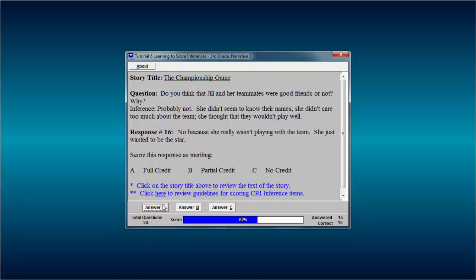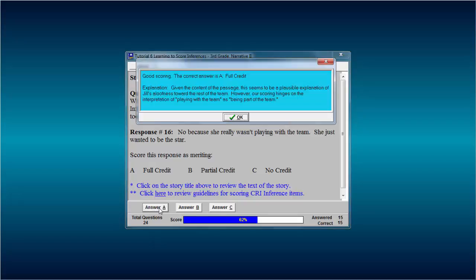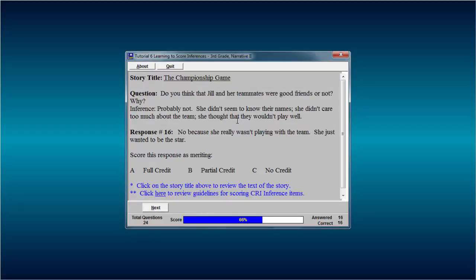All right, number 16. Let's look at 16. No, because she really wasn't playing with the team. She just wanted to be the star. Wow, there's somebody who understands the story and the critique of the character as a friend. So number 16 gets full credit.